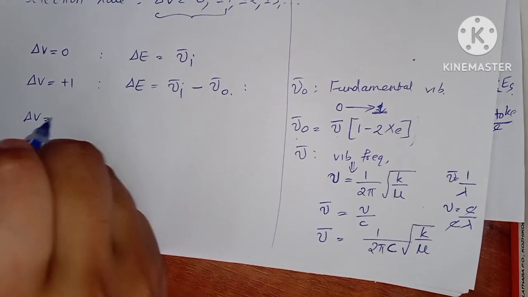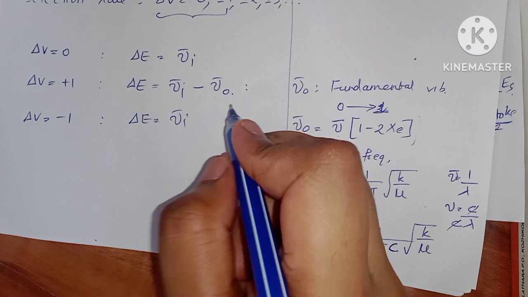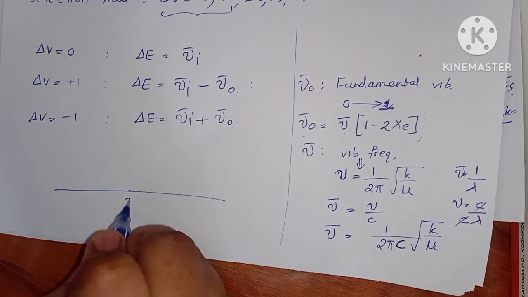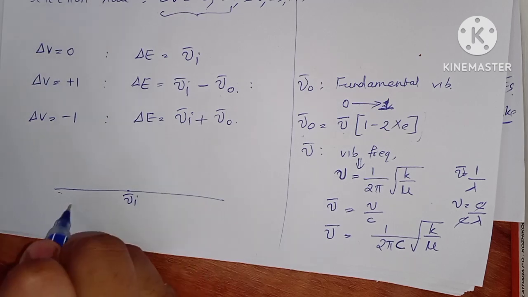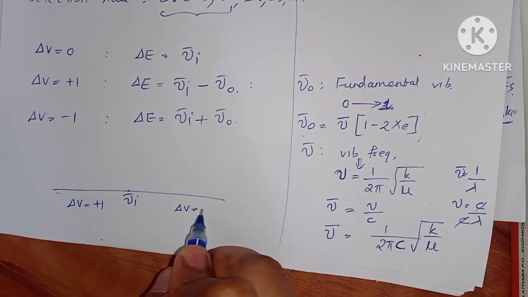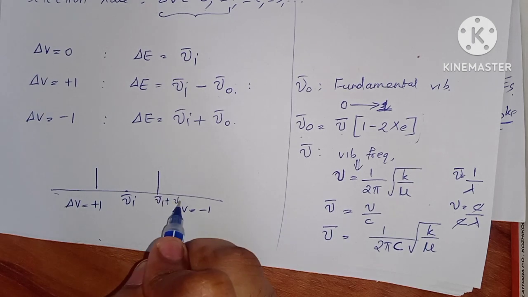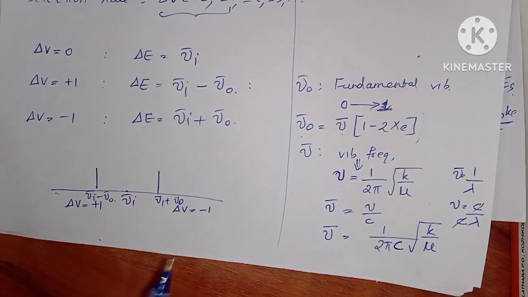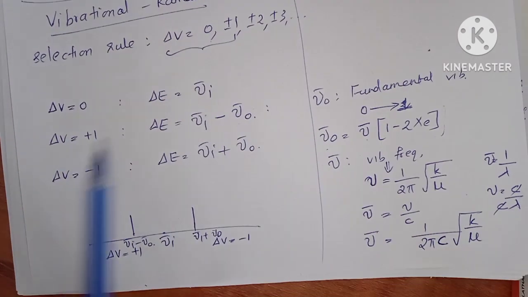For a delta V minus 1 transition, the energy required is mu bar I plus mu bar 0. So if we draw the lines, this is mu bar I, the incident radiation. Mu bar I minus mu bar 0 comes here. That means the delta V plus 1 line comes on the left side. The delta V minus 1 line comes on the right side. This is mu bar I plus mu bar 0, and this is mu bar I minus mu bar 0. This is the only thing we have to study in vibrational Raman spectroscopy. Just study this part.